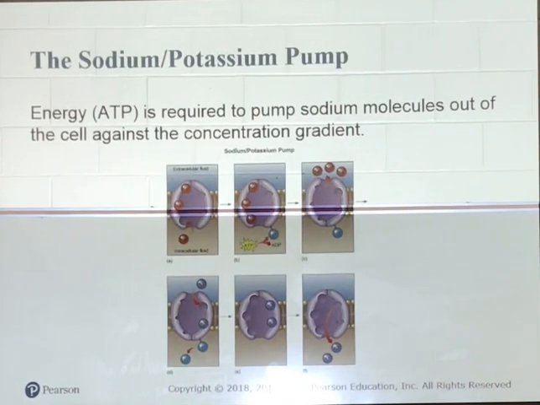Alright, sodium is primarily found outside the cell. Potassium is primarily found inside the cell. You have what's called a sodium-potassium pump. Without a functioning sodium-potassium pump, sodium that finds its way into the cell cannot exit and accumulates there. Okay?